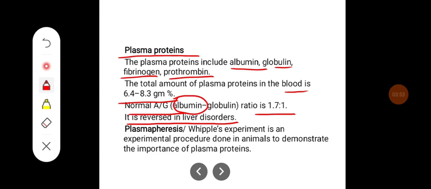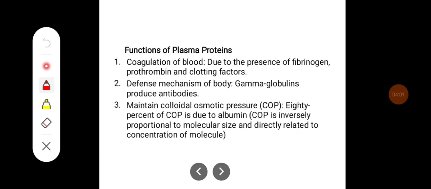Plasmapheresis or Whipple's experiment is an experimental procedure done in animals to demonstrate the importance of plasma proteins. Some of the functions of plasma proteins: It is involved in the coagulation of the blood due to the presence of fibrinogen, prothrombin, and clotting factors. It takes part in coagulation of the blood.